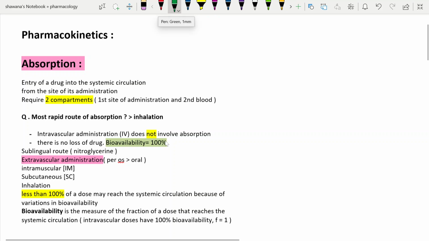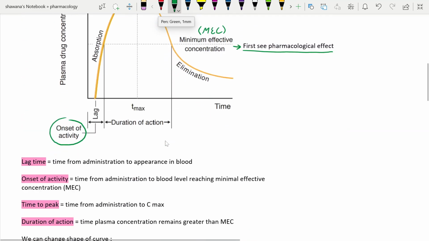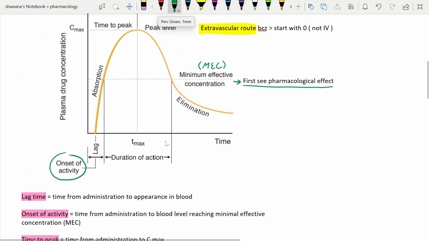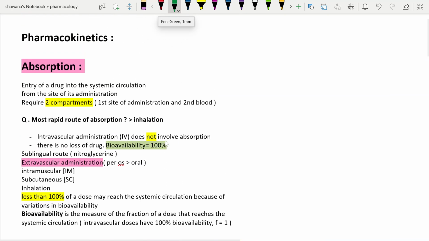Good evening, guys, and today I will discuss the pharmacokinetic principles: absorption, bioavailability and first pass effect. In the next lecture, I will discuss distribution, and in the previous lectures, we have covered the permeation and ionization of the drugs. So let's get started.